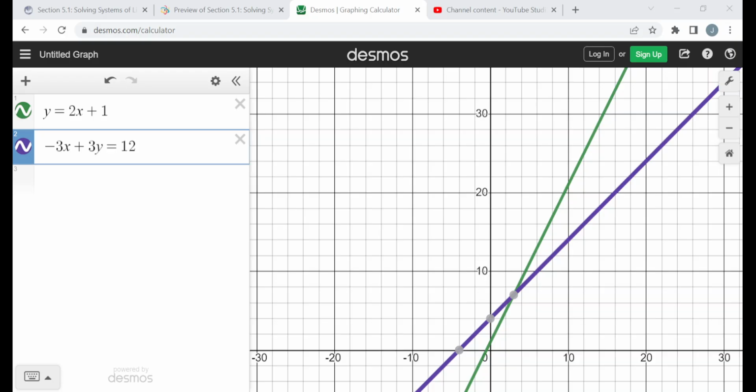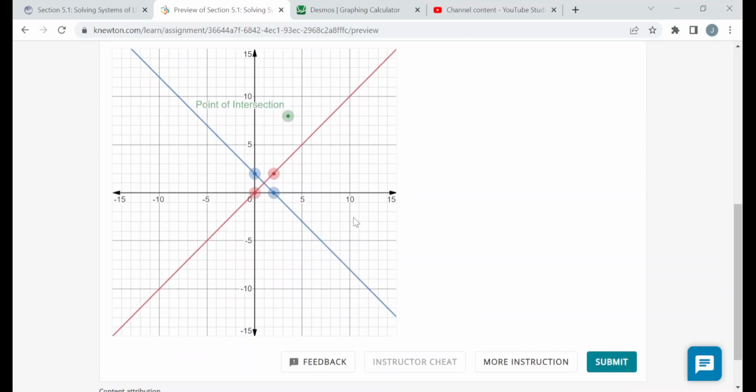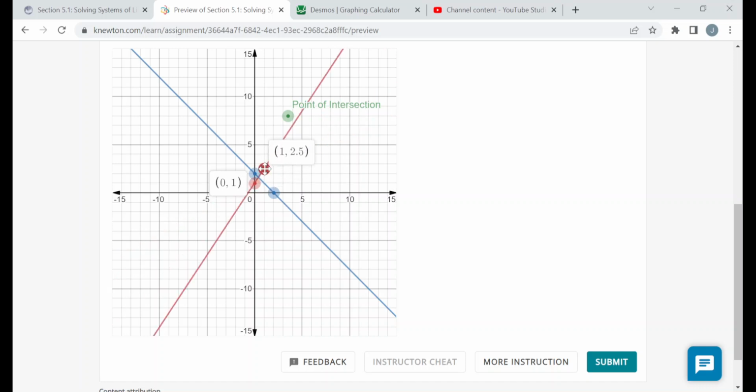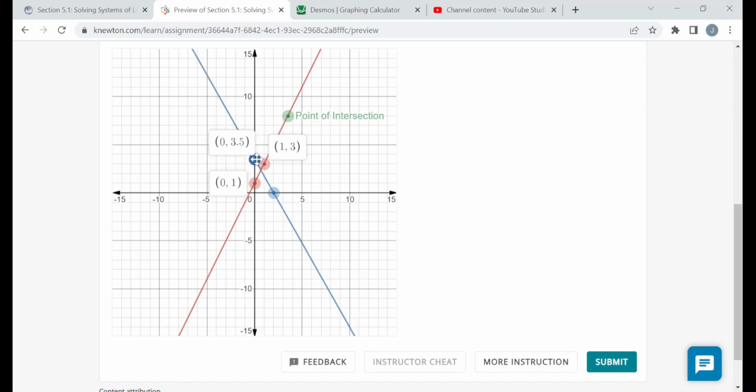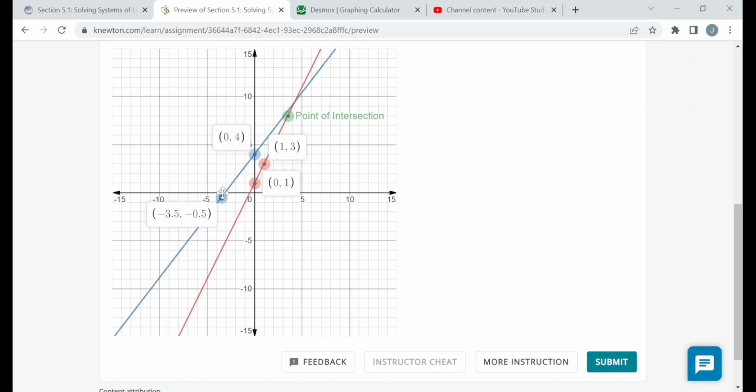So that's what we're doing in the assignment: moving these 2 red points to graph the first line. So one was at 0, 1, and 1, 3. There's the first line I graphed. Then the other one had 0, 4. Let's put the label up so I can see the coordinates. And the other point was -4, 0. There's the second line.